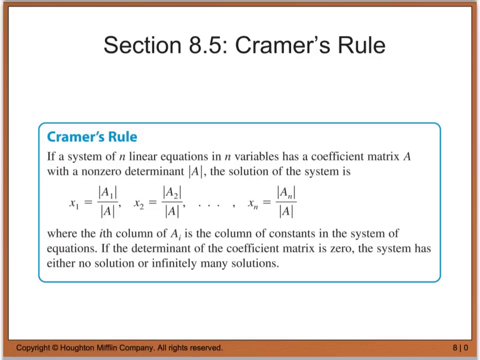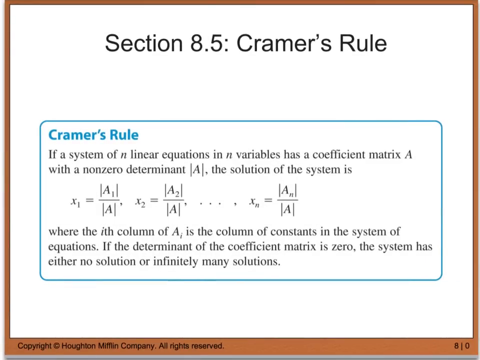The only thing I would like to point out really quick is if you have a coefficient matrix A and a non-zero determinant, then the solution to that system is given by: your x1 term is found by taking the determinant of the A1 matrix and dividing it by the determinant of your coefficient matrix. Your x2 term, or it could be y or z, is found by taking the determinant of the A2 matrix and dividing it by the determinant of your coefficient matrix, and so on.